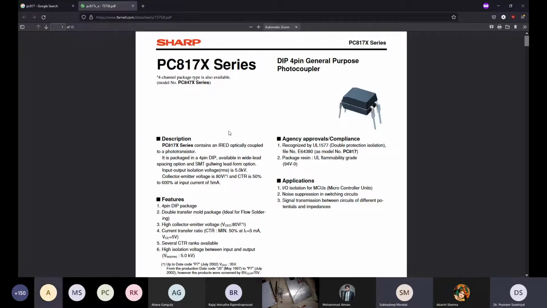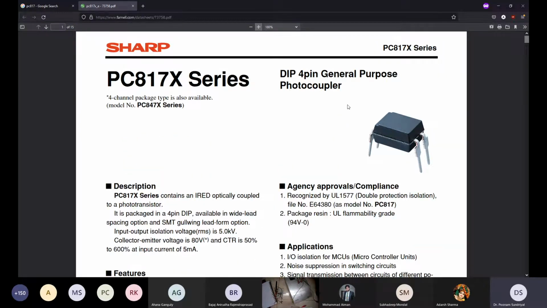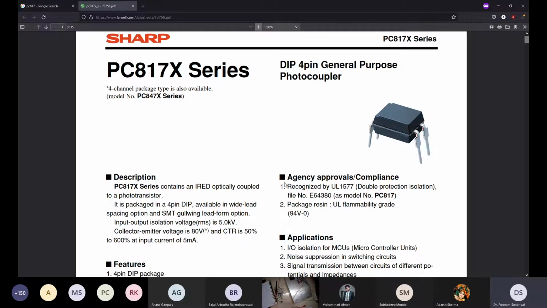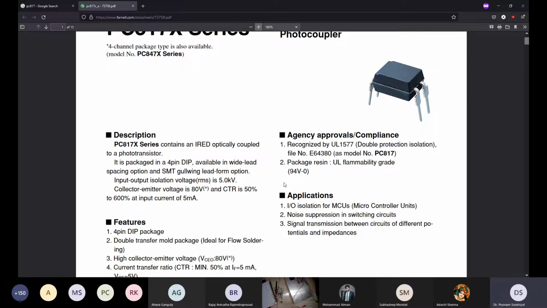Yes, sir. So this is also called a photocoupler. Optocoupler, photocoupler, and it's available as a DIP package, so dual inline package. So let's see.